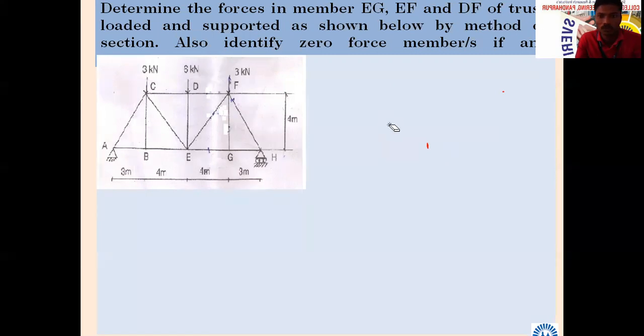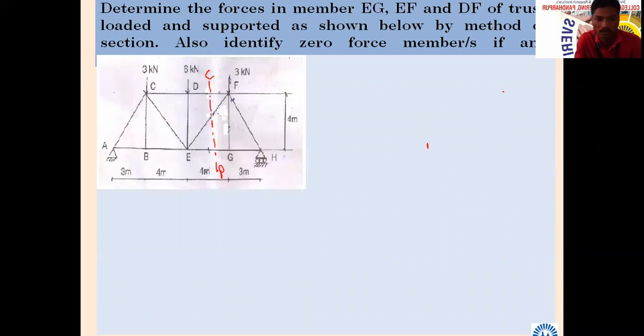Is it possible for you to solve this? Which member forces are you supposed to find? EG, EF, and DF. Means how are you going to pass the cutting plane vertically in this way? Will it be okay if I pass it? Am I audible? No response I am getting. What is the problem? In this way, if I pass the cutting plane, is it okay? Is it coming in this way? Yes, sir. Okay.